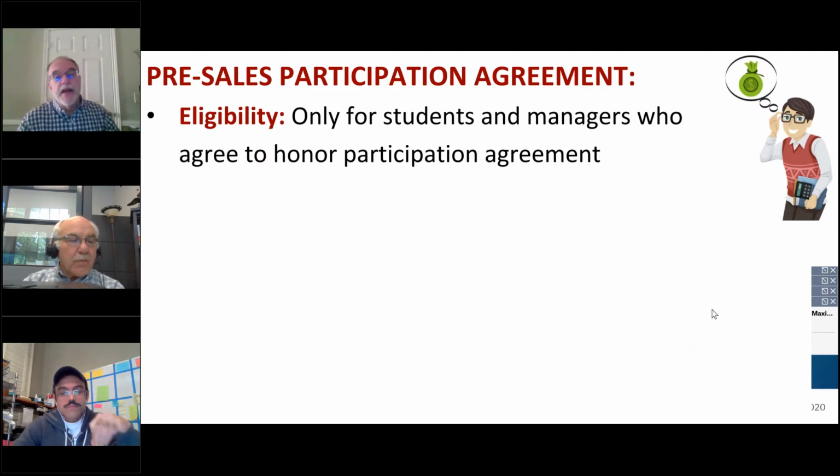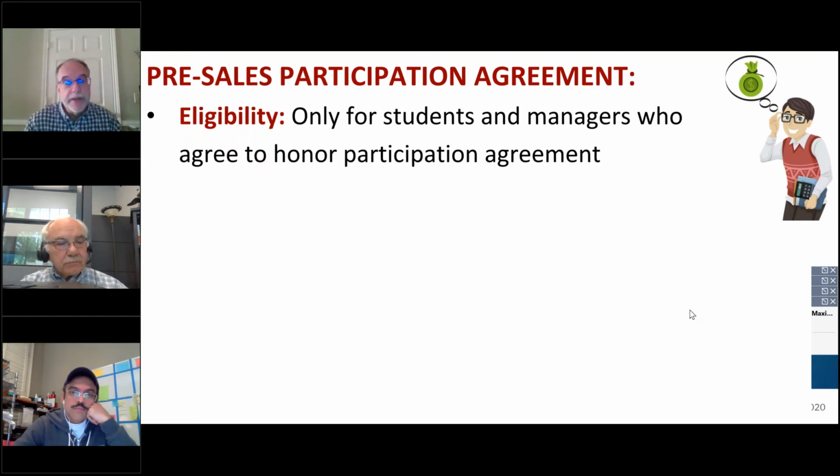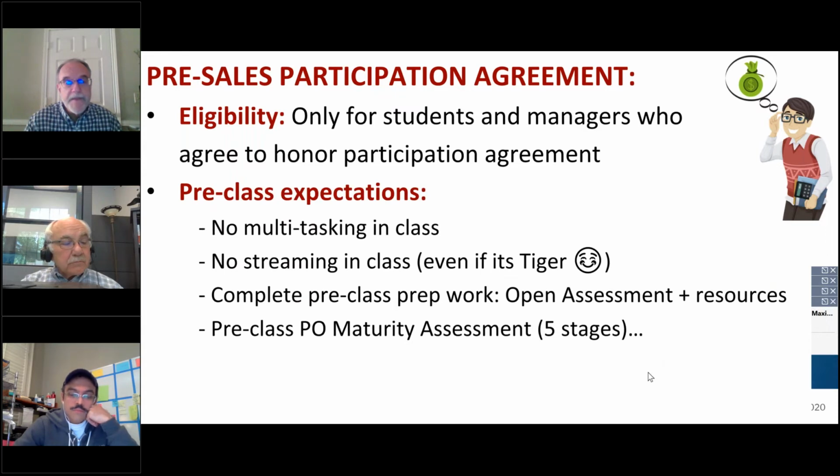So we made the eligibility. One of the rules for attending the class was that only students and managers who agreed to honor the participation agreement would attend. And we had set pre-class expectations, no multitasking, no streaming in class, even with no exceptions for watching Tiger play golf. So there was a requirement that they complete the pre-class prep work, take the open assessment, read certain resources, and acknowledge that they had done the prep work.